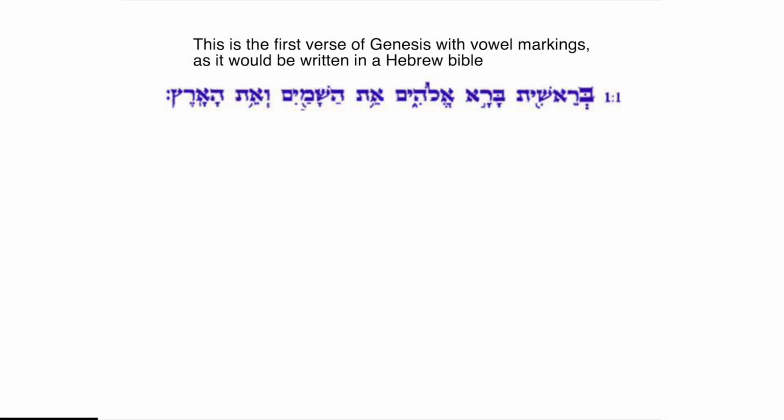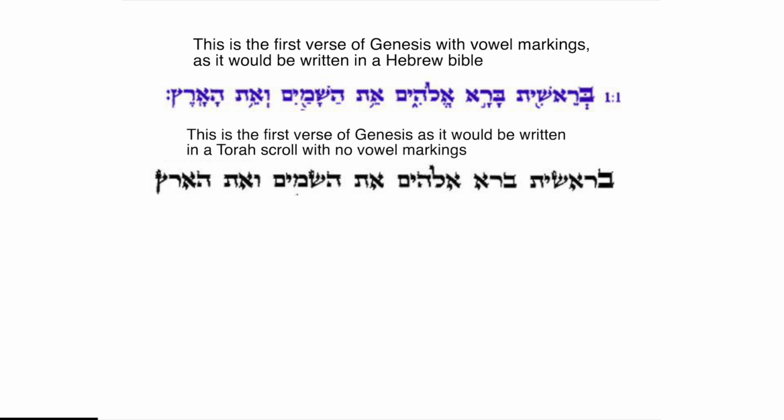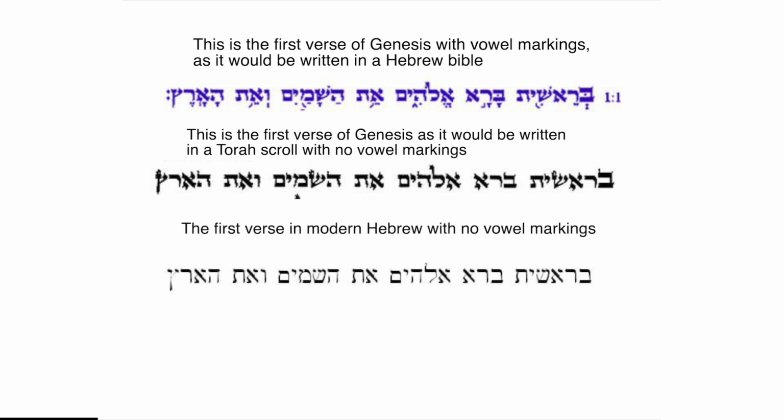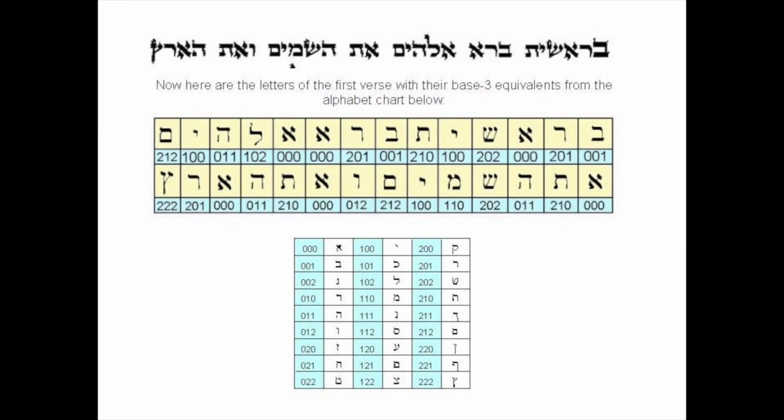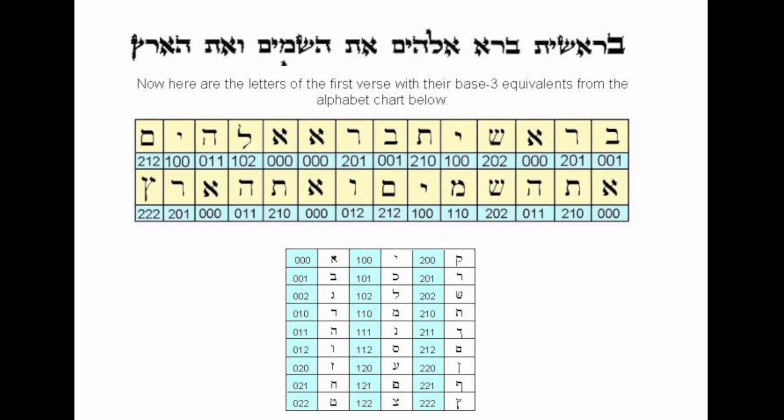Now let us turn our attention to the first verse of Genesis. This is the first verse of Genesis with vowel markings, as it would be written in a Hebrew Bible. This is the first verse as it would be written in a Torah scroll with no vowel markings. This is the first verse in Hebrew with no vowel markings. And this is the first verse as a string of letters with no word divisions. This is the letter pattern we will be working with. Now, here are the letters of the first verse with their base 3 equivalents from the alphabet chart below.